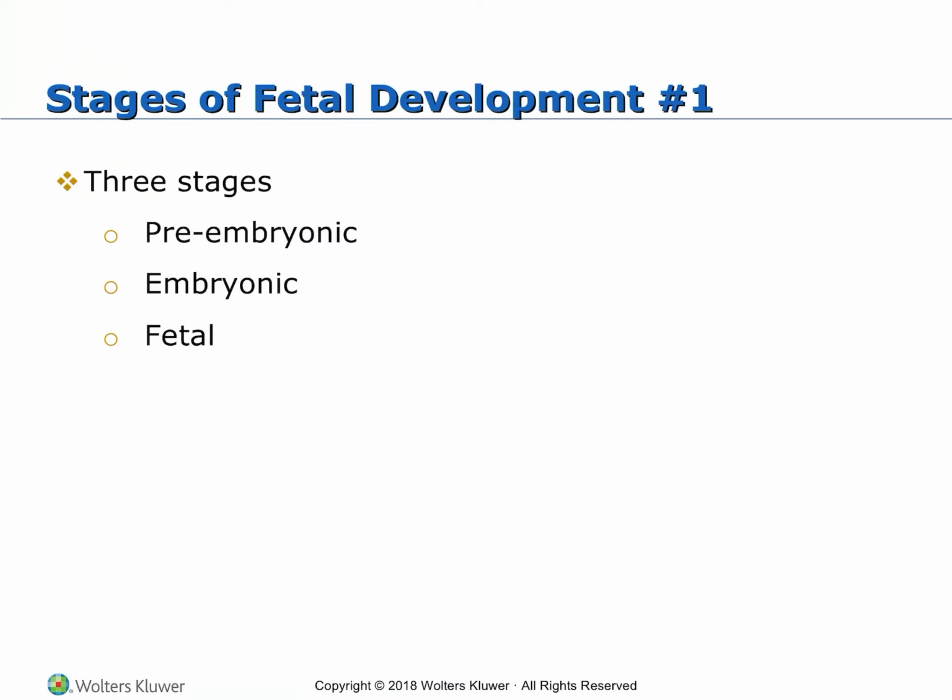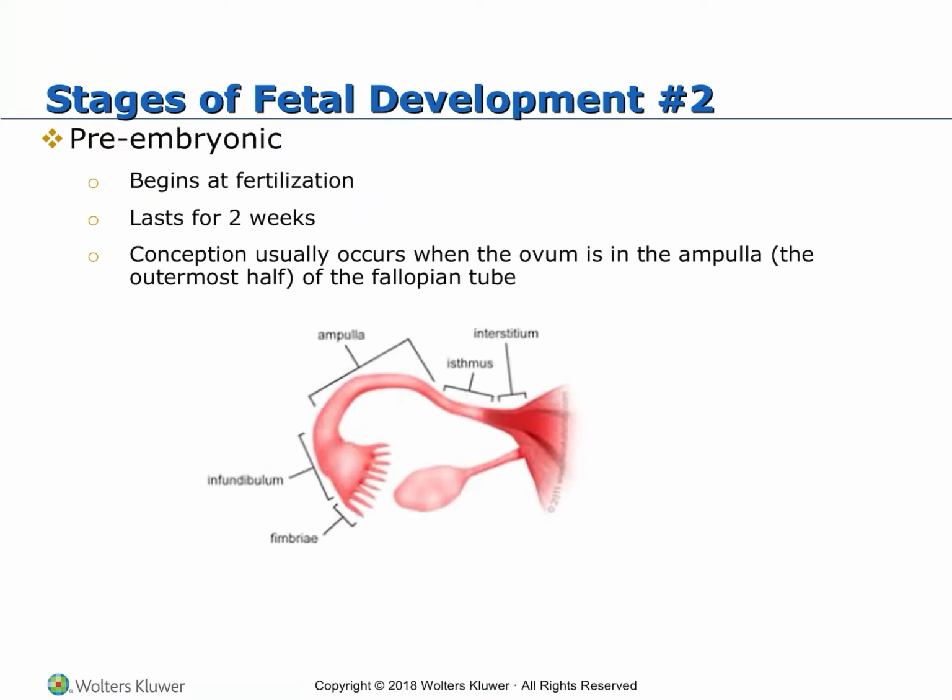In the stages of fetal development, the three stages that we talk about are the pre-embryonic, embryonic, and fetal stages. The pre-embryonic stage begins at fertilization and it lasts for 2 weeks. Cellular division and implantation usually occur during this stage. Conception usually happens when the ovum is in the ampulla, which is the outermost half of the fallopian tube.